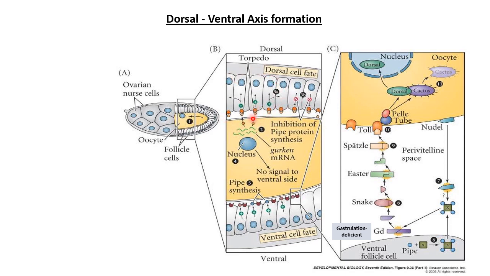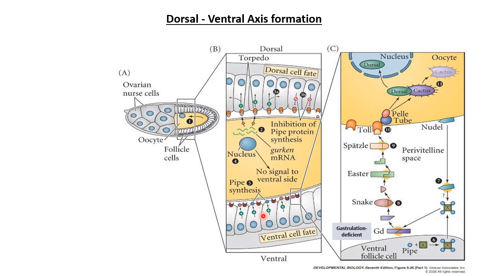When they bind to the torpedo receptor, it initiates signaling pathways that lead to dorsalization of this follicle as well as inhibition of the pipe protein synthesis in the dorsal side of the embryo. Now what happens at the ventral side is that here Gurkhan proteins are absent, so there is nothing to bind to this torpedo receptor and initiate that signaling.